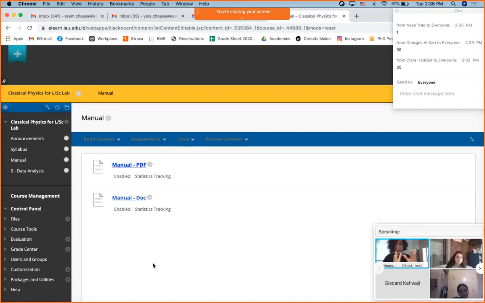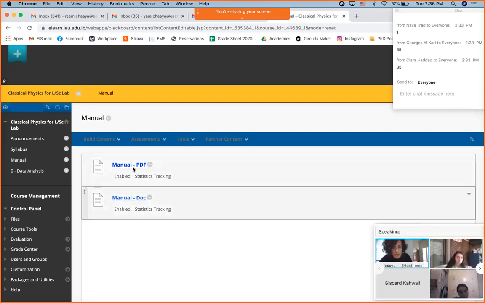Don't give me the whole manual, only the lab report. By the way, there's chapter 0, and chapter 0 is about data analysis, what we're doing now. Please read it in the manual.